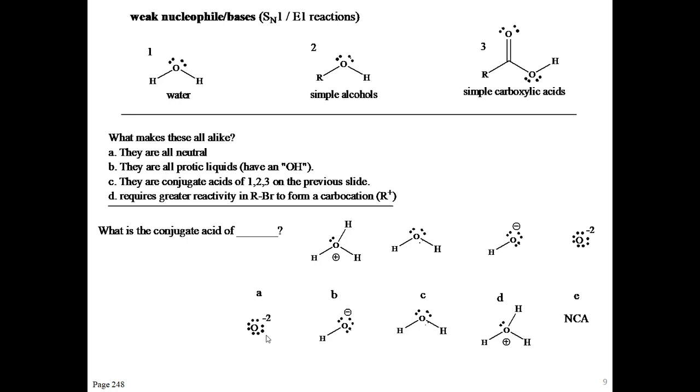Well, the way we would do that is we would put a proton on, and that would make it into hydroxide over here. If I wanted the conjugate acid of hydroxide, I would put a proton on, and that would make it into water that we see right here. If I wanted the conjugate acid of water, I would put a proton on, and that would make it into a hydronium ion, which we see right here. If I wanted the conjugate acid of H3O+, there isn't one. I would have to put a proton on. I would have H4O 2+, and I don't think any of us have ever written something like that.